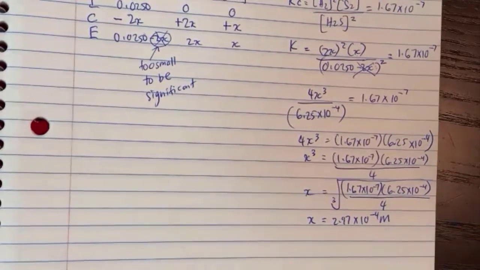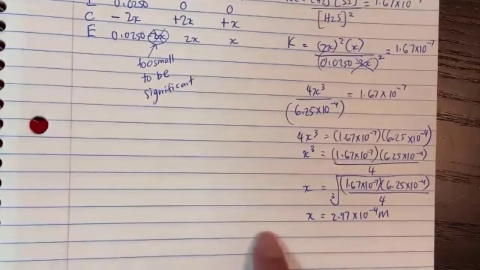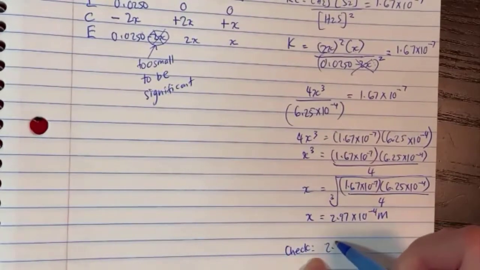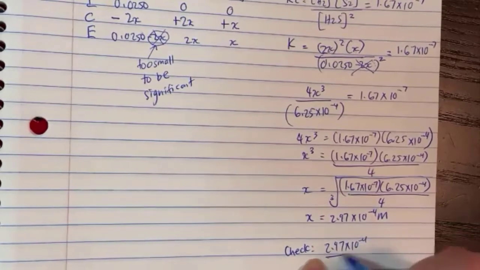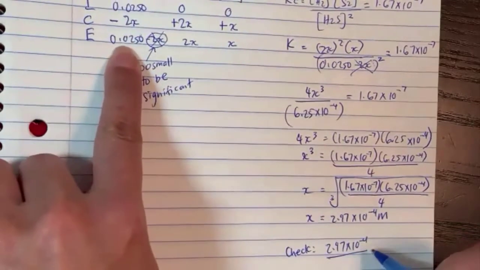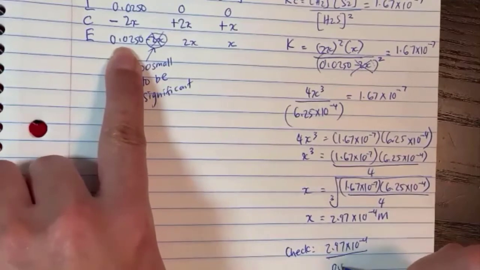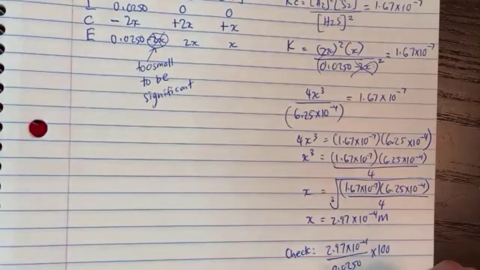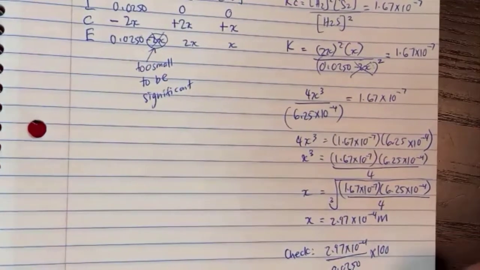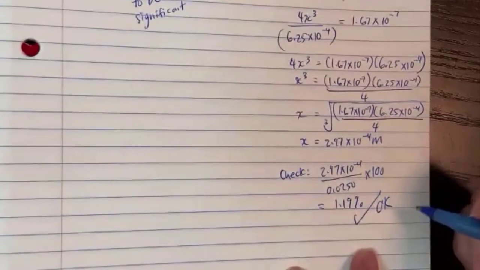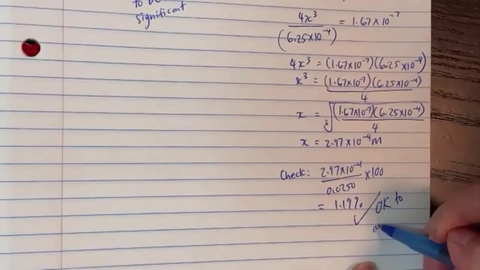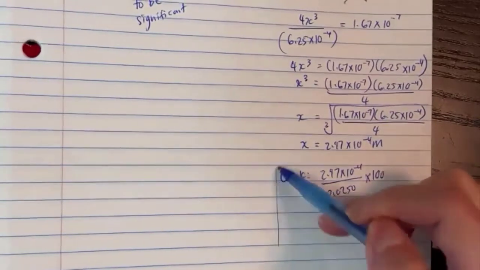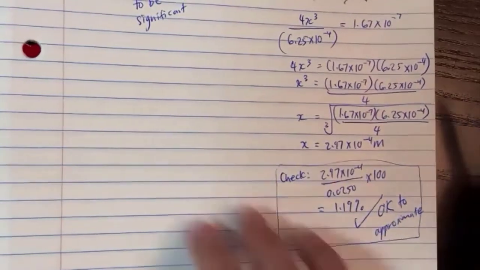So this is when you want to check the x now. You solve for the x and then check it. You want to make sure it's less than 5%. So you take your x, 2.97 times 10 to the minus 4, divided by your initial that you said was big compared to it, 0.0250, and then you do 100 because you want to get the percentage, and you get 1.19%. You're like, okay, that was smaller than 5. So I'll just write okay to approximate. So then once you check, you're like, okay, it's good. I was right. I could have just simplified it.